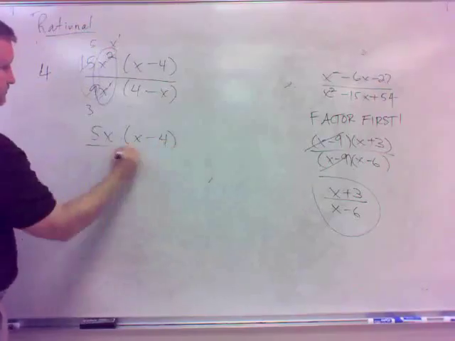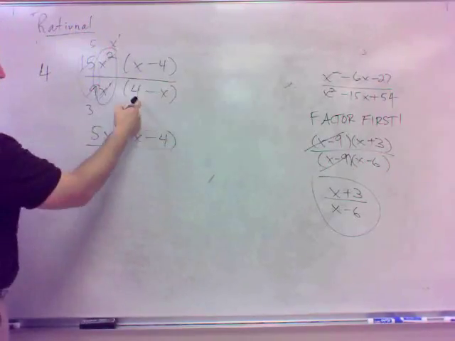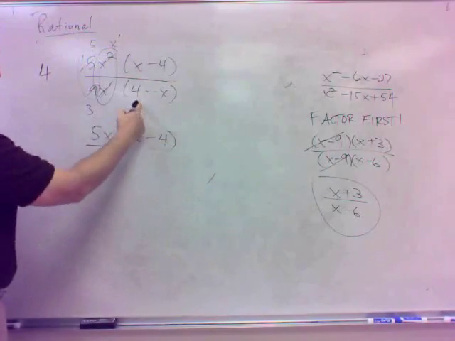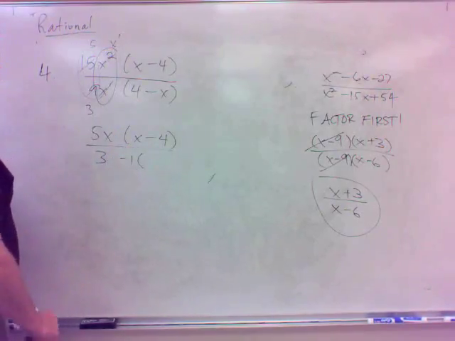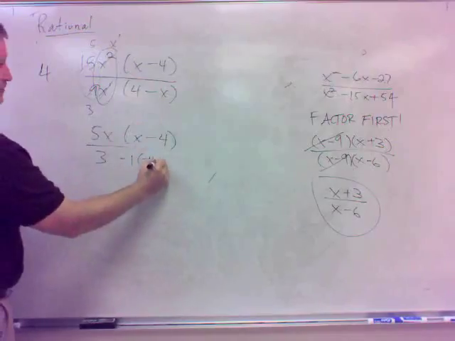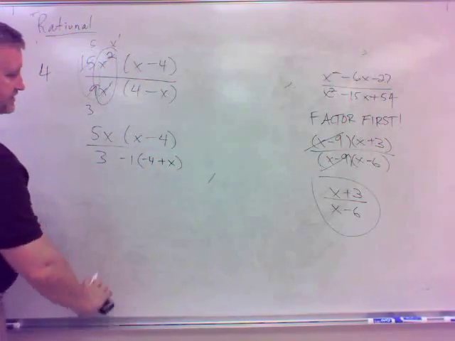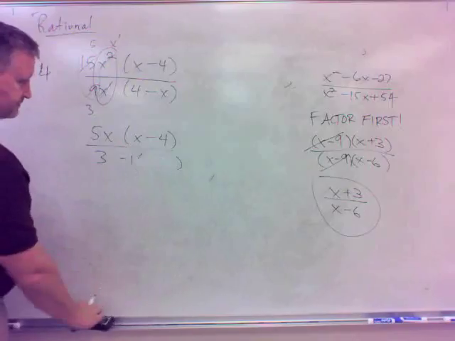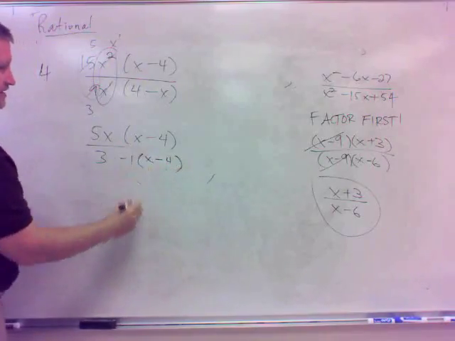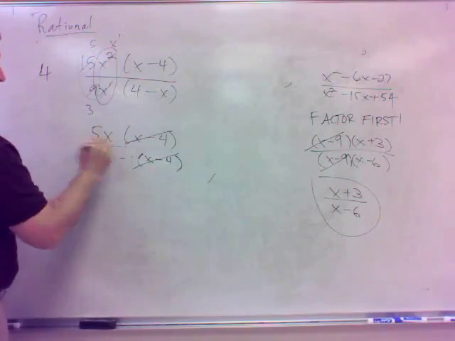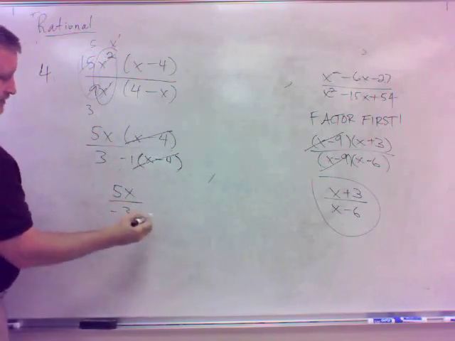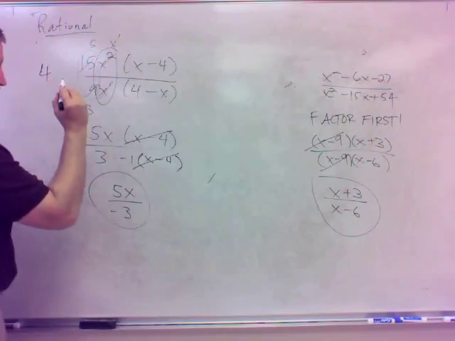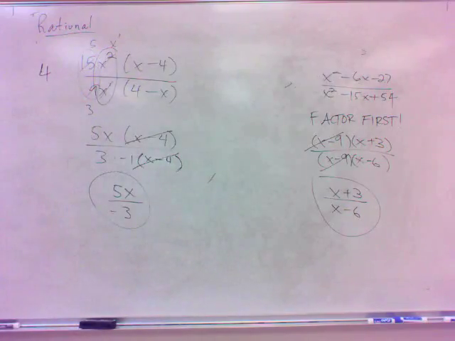Now, about this, remember what we did: you can make this an exact match by pulling out a negative 1 here. Pull out a negative 1, that makes it a minus 4 plus x, but minus 4 plus x is x minus 4, isn't it? That gives me an exact match that I can cancel out. So I have 5x over 3 times negative 1, be negative 3, or some version thereof. Yes? So go back to number 3.